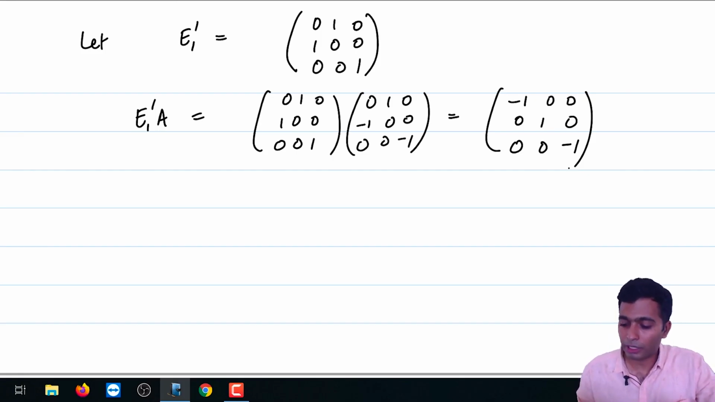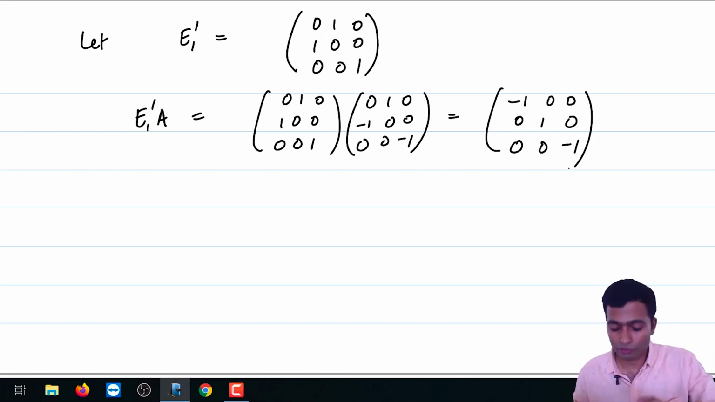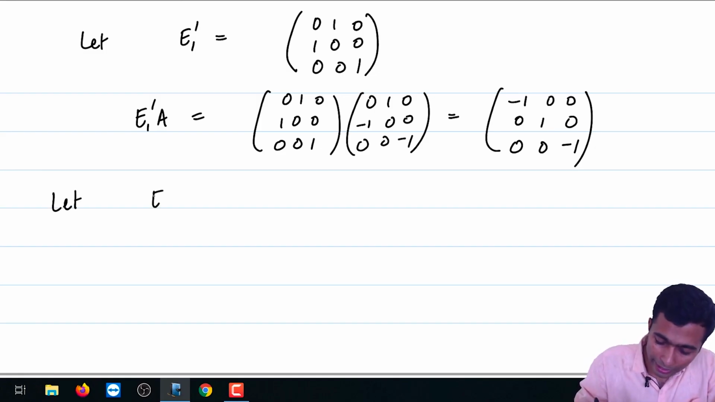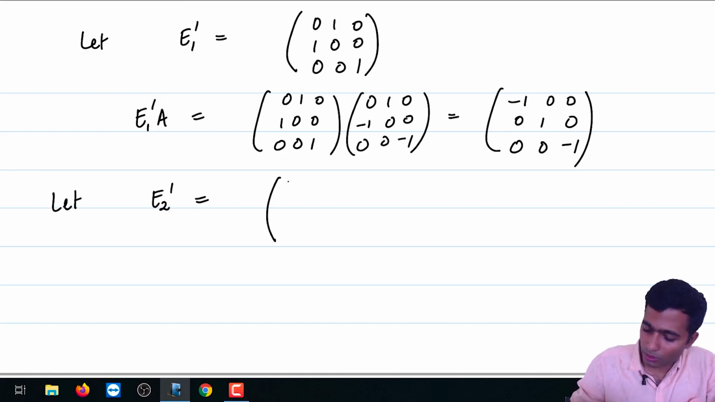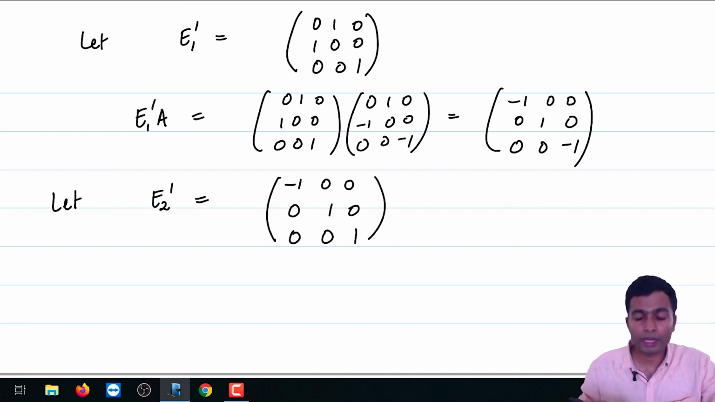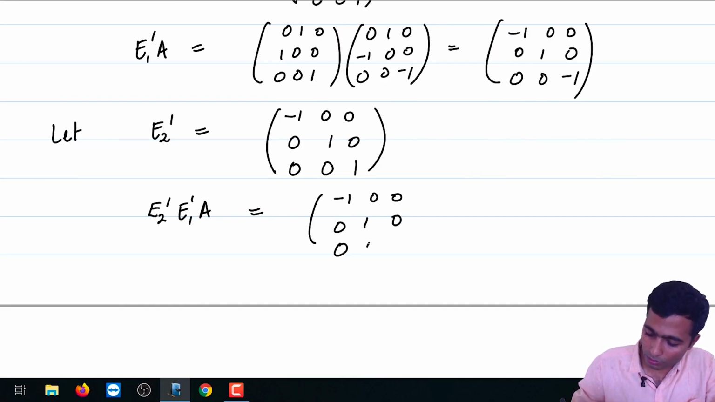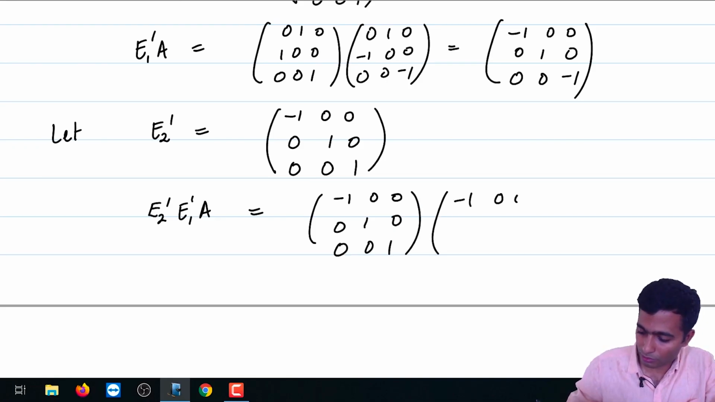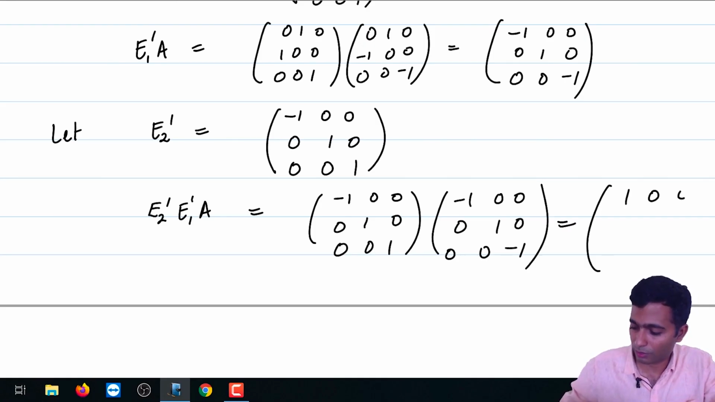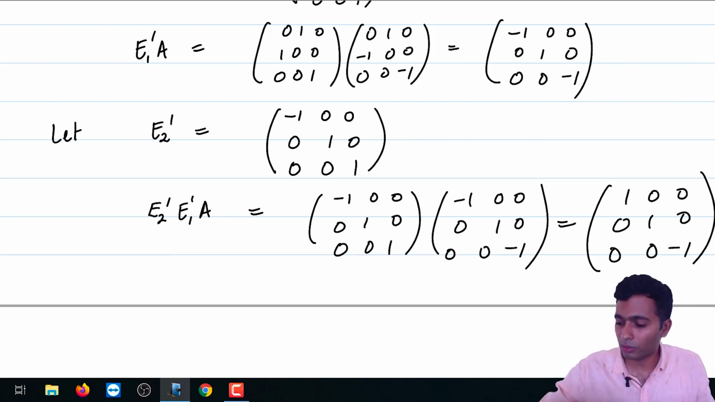The next step is to multiply the first row by minus 1. So let E2 prime be equal to minus 1, 0, 0, 0, 1, 0, 0, 0, 1. Now let's check what E2 prime times E1 prime A is: minus 1, 0, 0, 0, 1, 0, 0, 0, 1 times minus 1, 0, 0, 0, 1, 0, 0, 0, minus 1, which will just be 1, 0, 0, 0, 1, 0, 0, 0, minus 1. So we are quite close now.